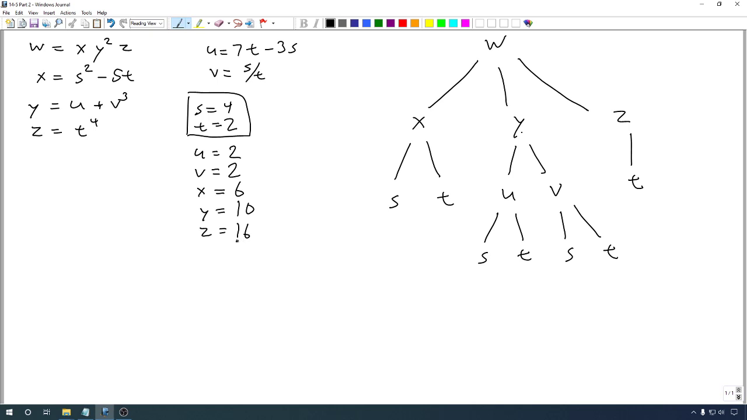We go ahead and compute our derivatives. In fact, I want to do this on the next page. So I start off with, let's just write down the formula for w. W is equal to x y squared z. That means the derivative of w with respect to x is y squared z. And remember, y is equal to 10, z is equal to 16, so we actually get 1600.